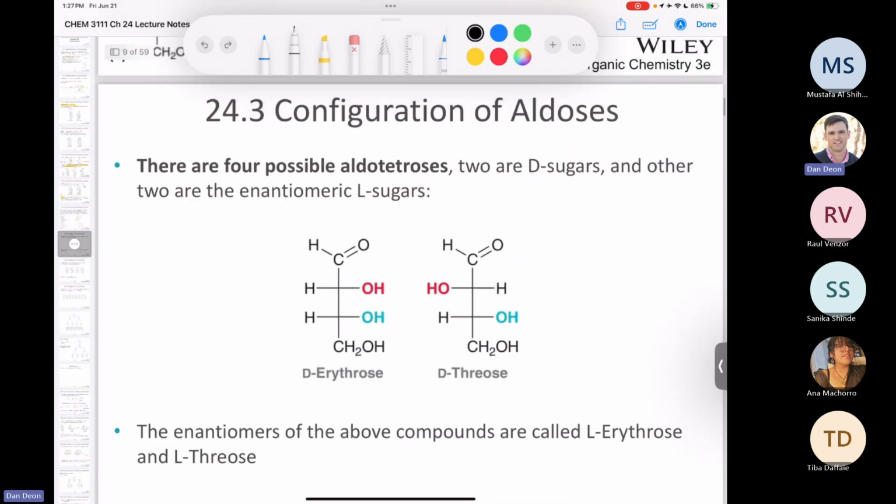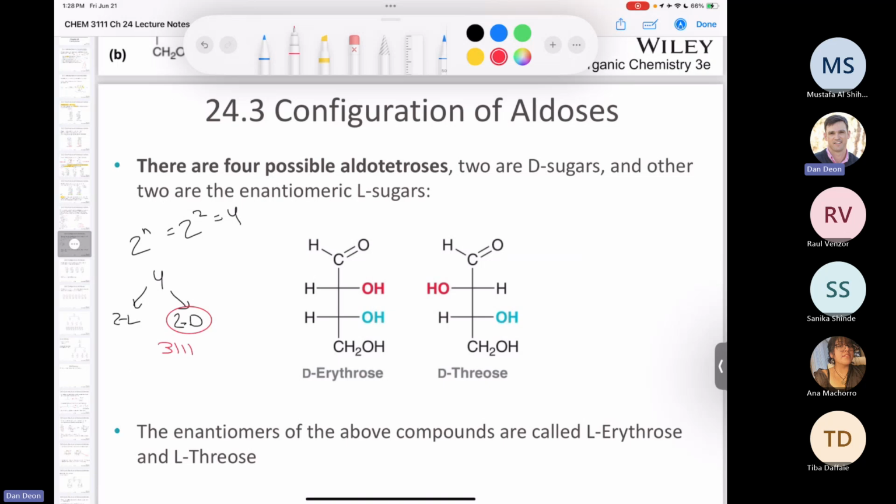All right, so when it comes to aldotetroses, we see that this compound here, D-erythrose, is an aldotetrose, and it has 2 chiral centers. So if we want to determine the total number of stereoisomers, we have 2 to the power of n, where n is the number of stereocenters. 2 to the power of 2 is 4. But out of those 4, 2 are going to be D sugars, and then we're going to have 2 L sugars. Well, I'm going to tell you right now that in Chem 3111, we're going to focus on D sugars, okay? So we're not really going to worry about the L sugars in this class.